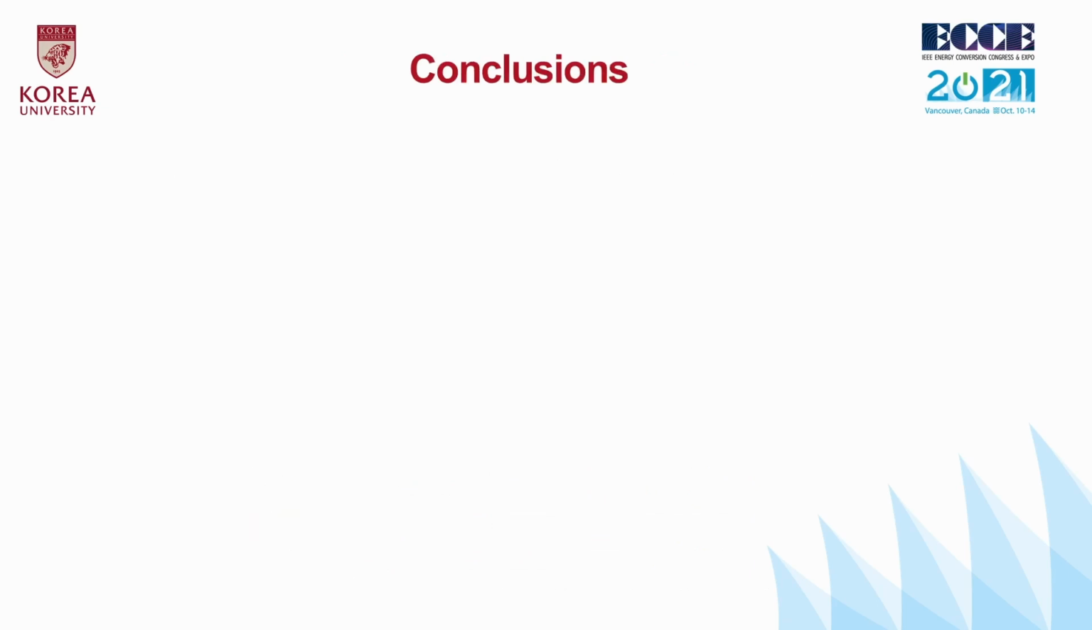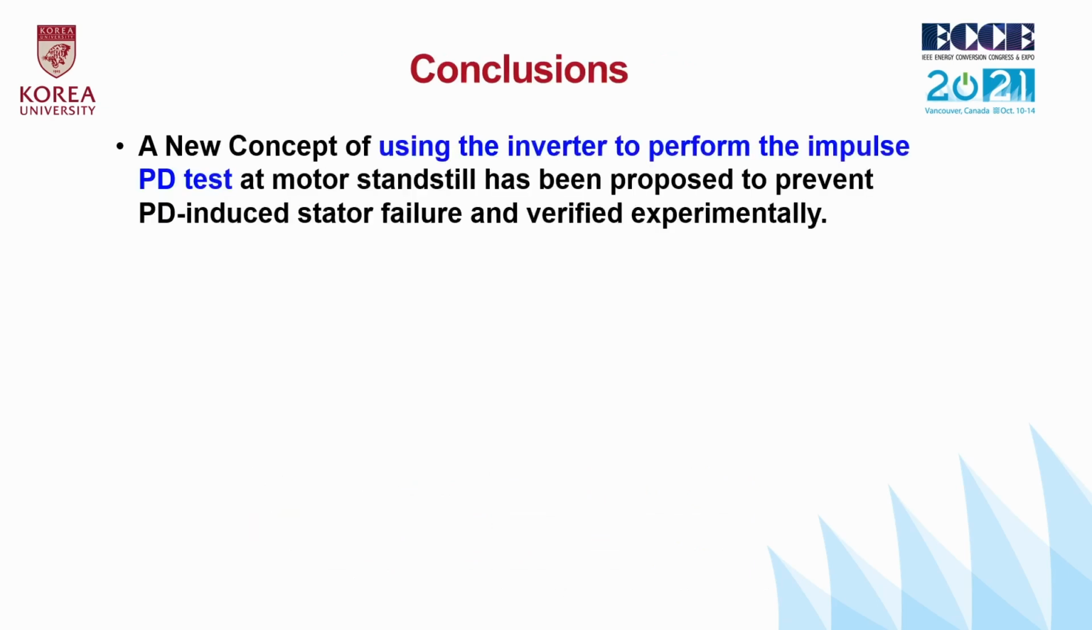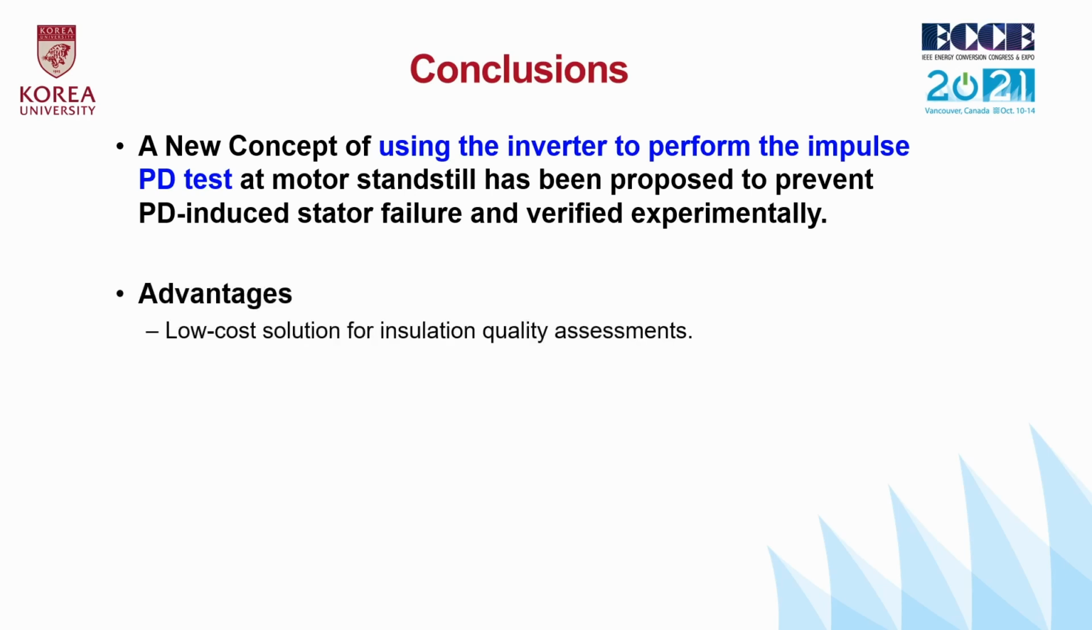To conclude, a new concept of using the inverter to perform the impulse PD test at motor standstill has been proposed and verified experimentally. The main concept is to perform the test with the peak impulse voltage temporarily increased above the operating voltage to monitor the decrease in PDIV at an early stage. The results confirm that the proposed method can be used to detect a decreasing PDIV due to insulation degradation.